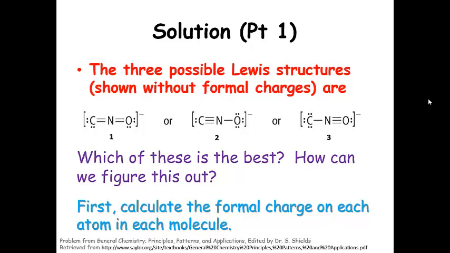Okay, so you should be able to draw three different Lewis structures, and I'm showing them all without formal charge right now, but those are the three possible Lewis structures that we could draw for this fulminate ion, okay? Now, which one of these is the best? How can we figure this out? That's what we're going to talk about. So let's go ahead and calculate the formal charge on each atom in each one of these ions.